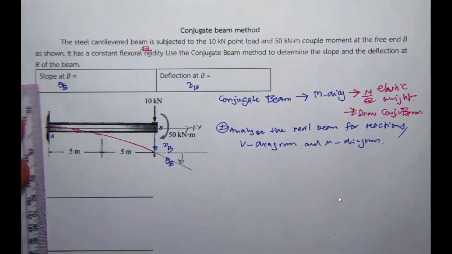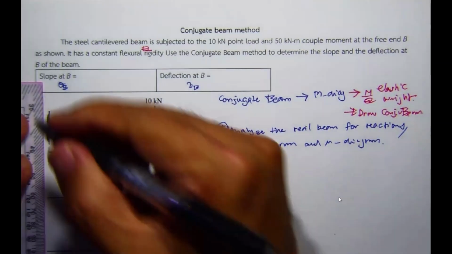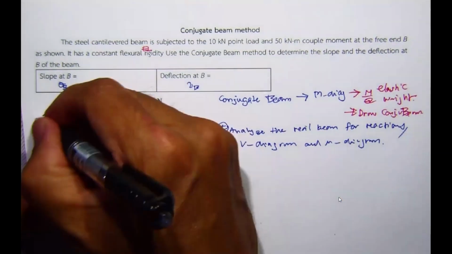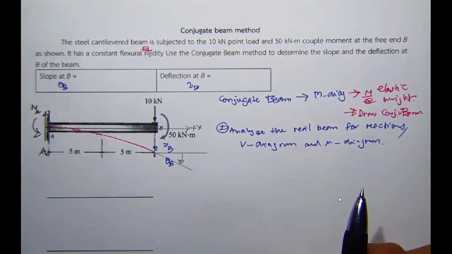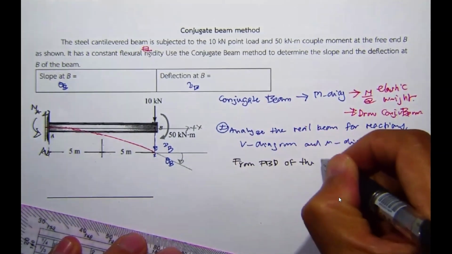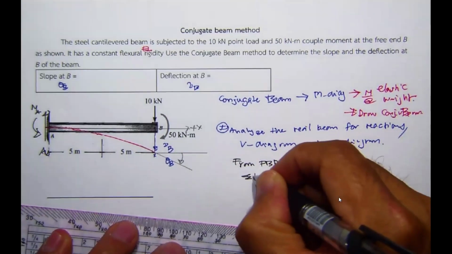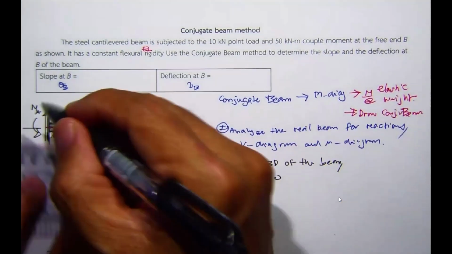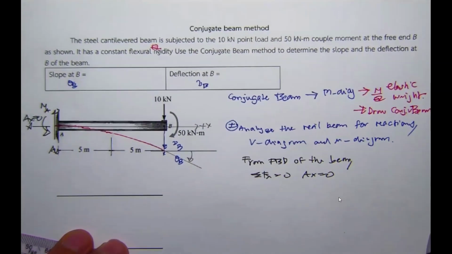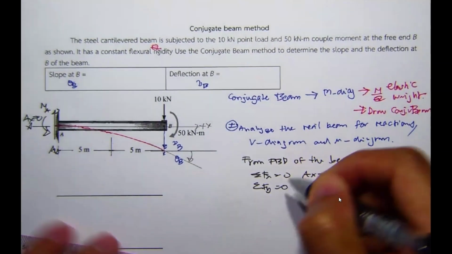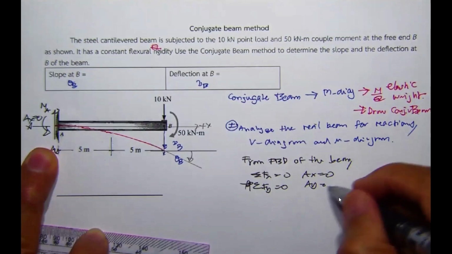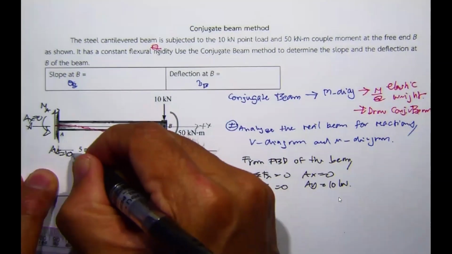Now, following this one, you're supposed to have this A sub y, and for sure you're going to have M sub A. Now, from the free body diagram of the beam, summation of F sub x equal to 0, so A sub x is 0. And then summation of F sub y equal to 0, upward is positive, so A sub y is going to be 10 kilonewton.